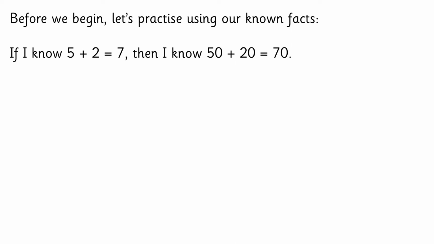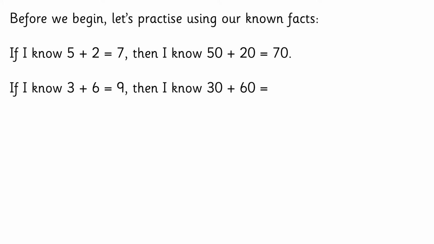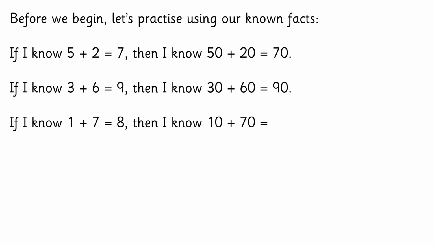Using that, let's do the next one. If I know 3 add 6 equals 9, then I know 30 add 60 equals 90. Well done. If I know 1 add 7 is equal to 8, then I know that 10 add 70 is equal to 80. Well done.